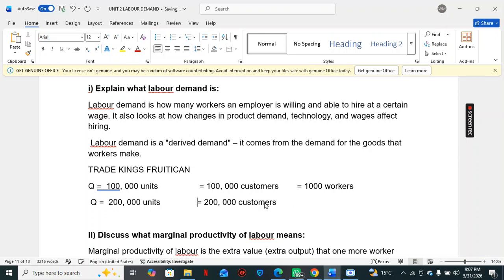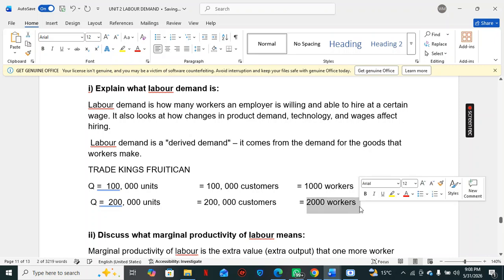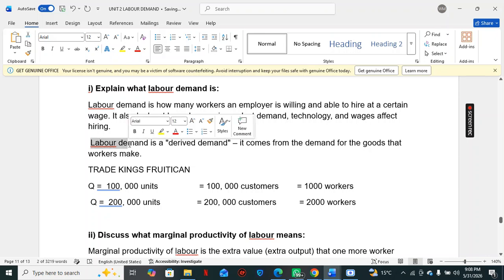Because demand for the good has gone up, the firm has to produce more. Since the firm has to produce more, it's going to need to hire more workers. So from 1,000 workers, the firm now needs another extra 1,000 workers. So demand for labor has increased. The firm needs an extra 1,000 workers to make 2,000 workers. That is what we mean when we say labor demand is derived demand. Any questions?